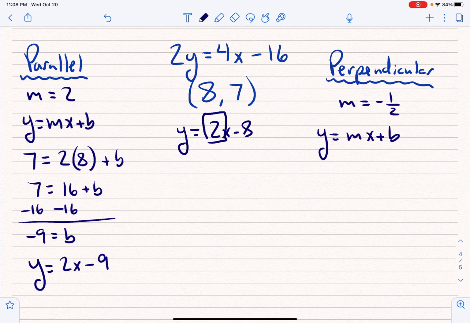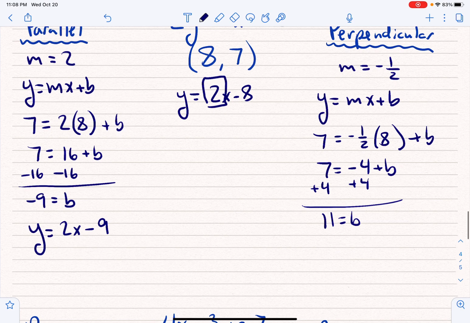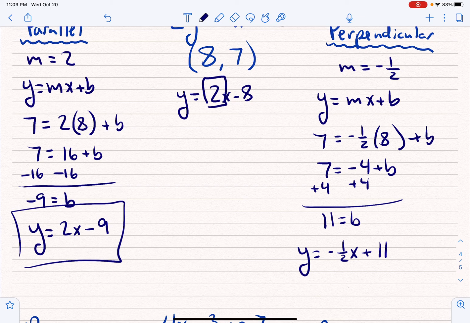Now for this other one, my slope is -1/2, and so I would go y equals mx plus b. My y value is 7, equal to my slope, -1/2, times my x value of 8, plus b. Half of 8 is 4, and then I've got to multiply it by a negative, so it becomes 7 equals negative 4 plus b. You add 4 to both sides, and look what we get. We get 11 is equal to b. So therefore, my equation would be y equals negative 1/2 x plus 11. Okay, so those are the two equations you should have from the first problem: y equals 2x minus 9, that's the parallel line, and y equals negative 1/2 x plus 11, that's the perpendicular.